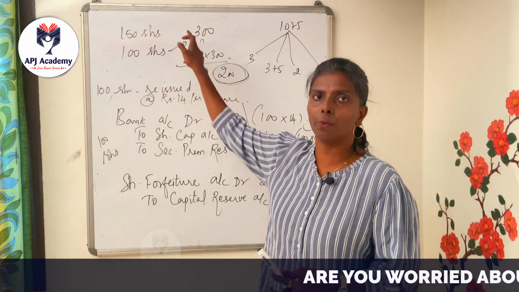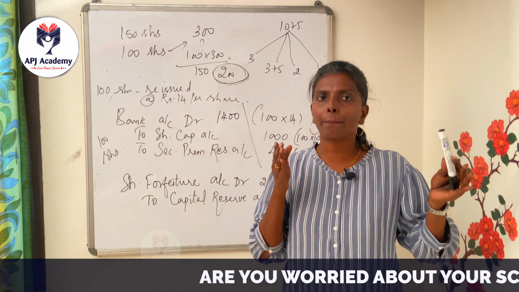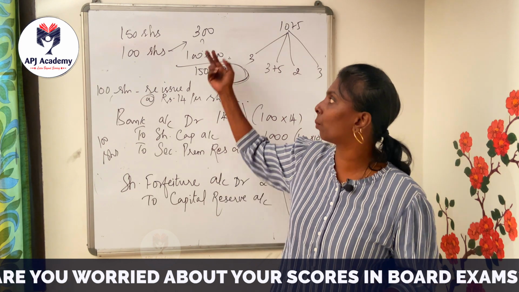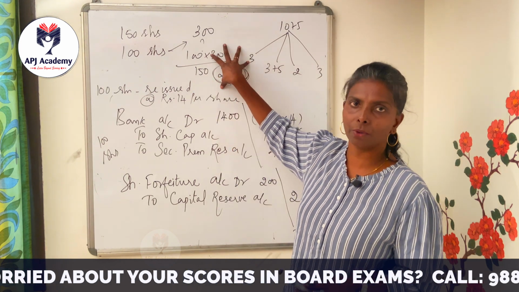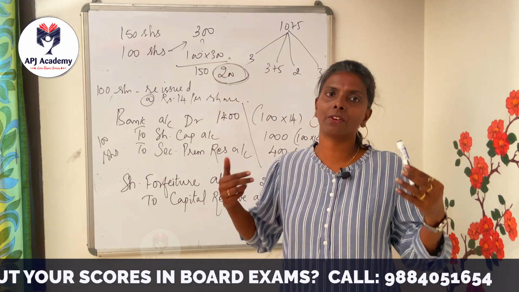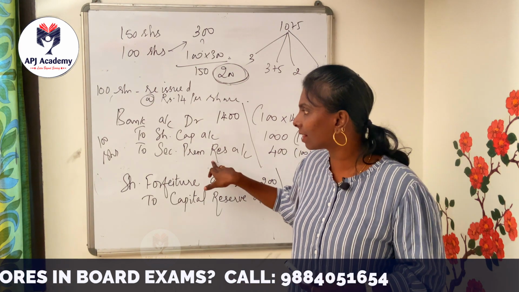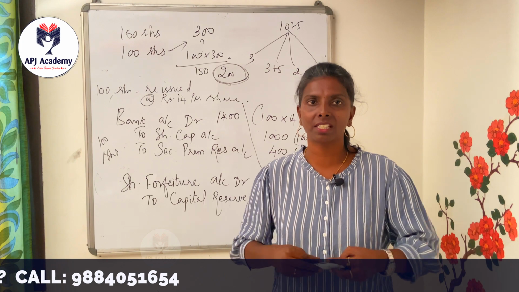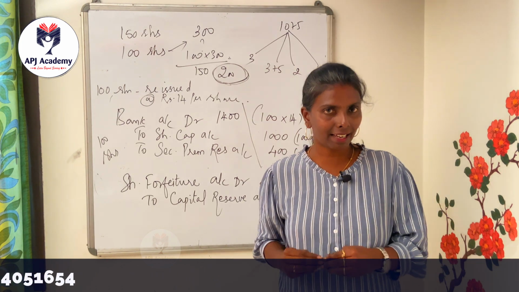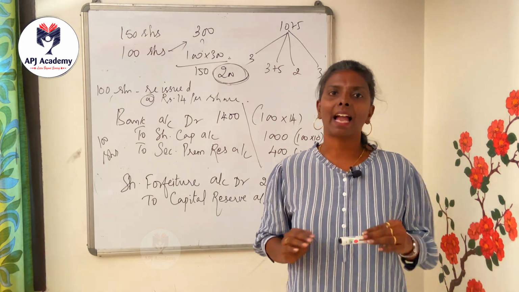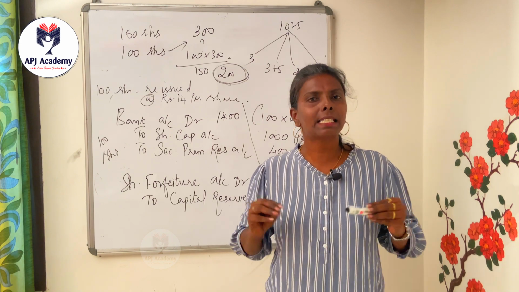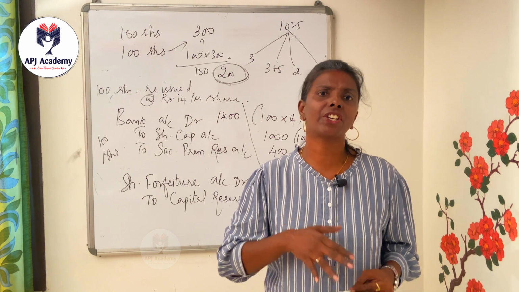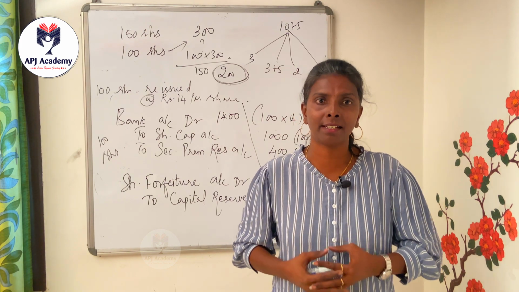Why did we do a conversion? Remember, the number of shares forfeited and the number of shares reissued are not the same, so we have to convert. I did the conversion. Now, minus reissue discount. But in this problem, reissue happened at a premium, so my reissue discount is nil. So 200 minus 0, I get 200 as my capital reserve. So this is one simple problem in share forfeiture and reissue when it happens at a premium.